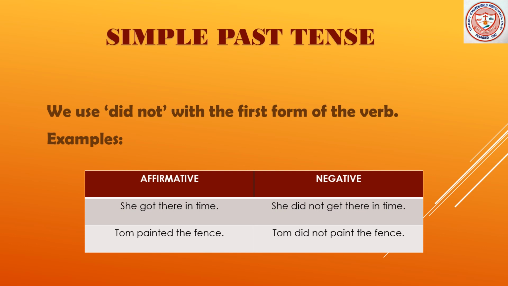Number 2. Tom painted the fence. You can easily understand that this sentence will be an example of affirmative sentence. So what will be the negative one? Tom did not paint the fence. Here we have used not after did because we know that we can use did not with the first form of the verb.